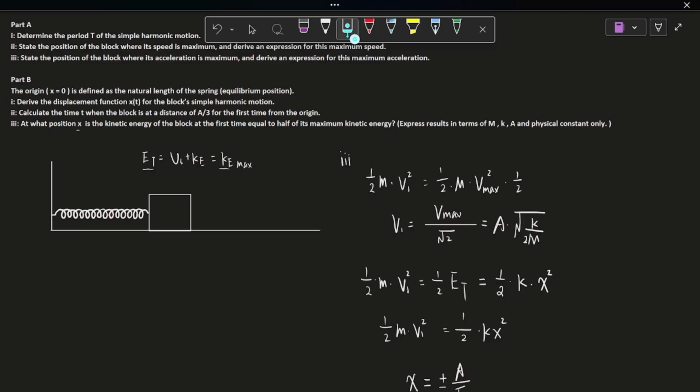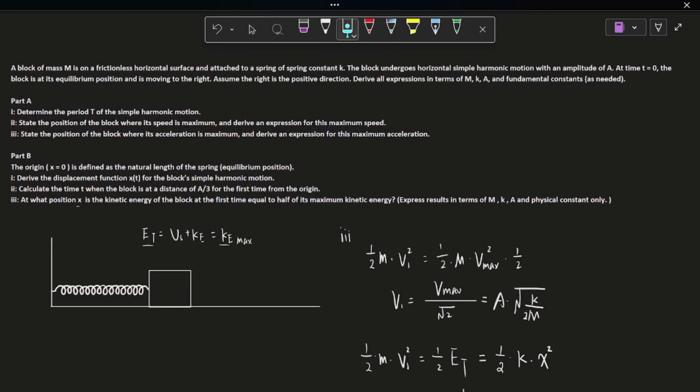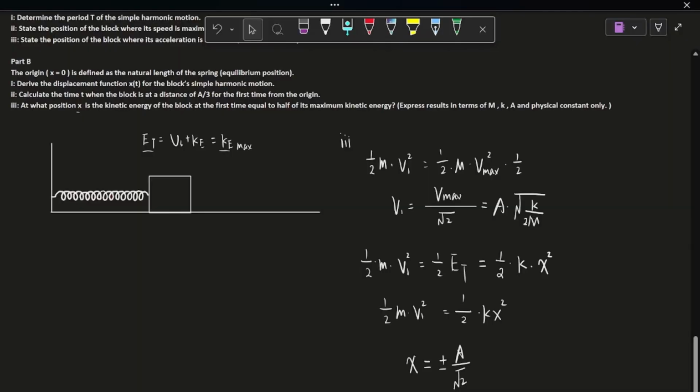But is it positive or negative? Let's look back to the question again. It says it's moving to the right, and when t is equal to 0, which means for the first time, it reaches when the kinetic energy of the block is half of the maximum kinetic energy is when the object is x away from the equilibrium position and it's to the right, which is positive. So the answer of it is just positive A over square root 2.